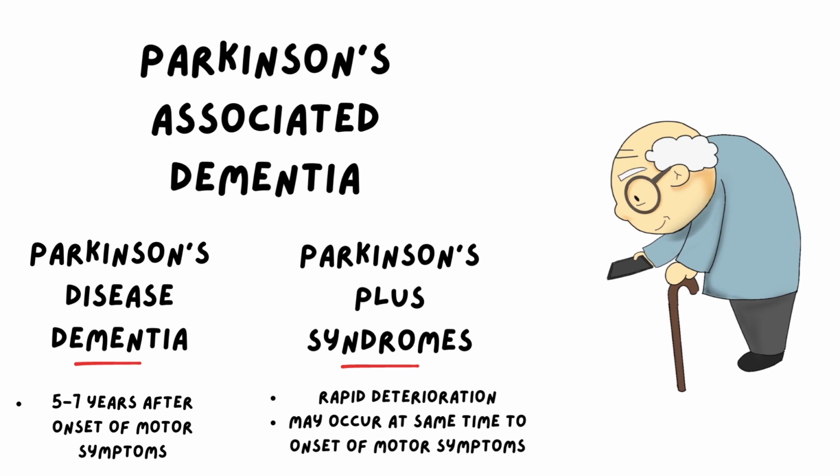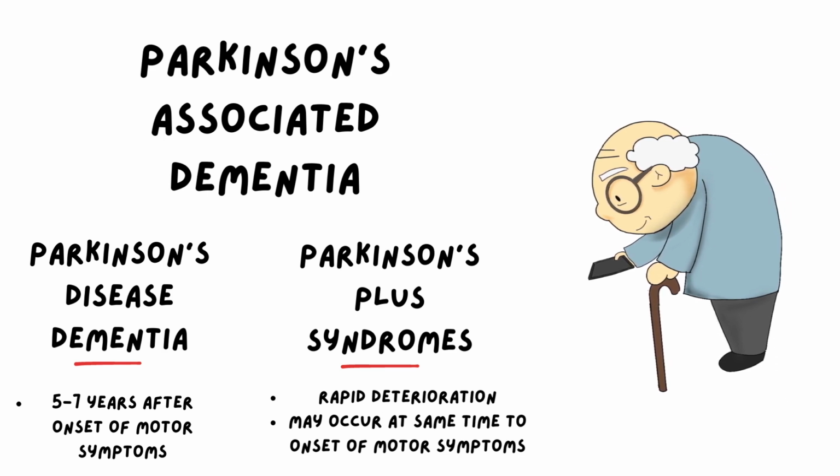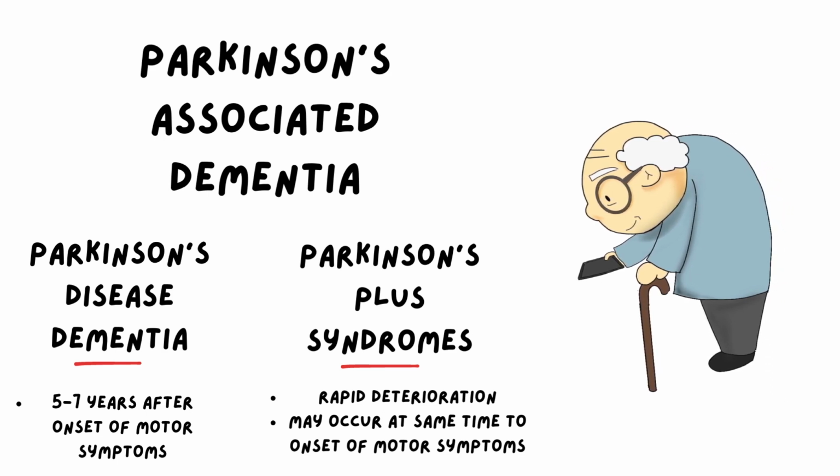Parkinson's-associated dementia is characterized by classic Parkinsonism features in addition to dementia. In Parkinson's disease dementia, cognitive deterioration frequently only occurs 5 to 7 years after the onset of Parkinsonian motor symptoms. In the other Parkinson's plus syndromes, the onset of cognitive deterioration may occur close to the onset of motor symptoms. Patients frequently have a rapid deterioration.